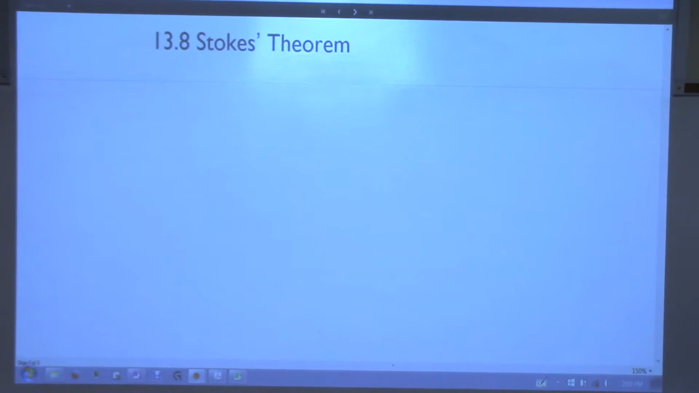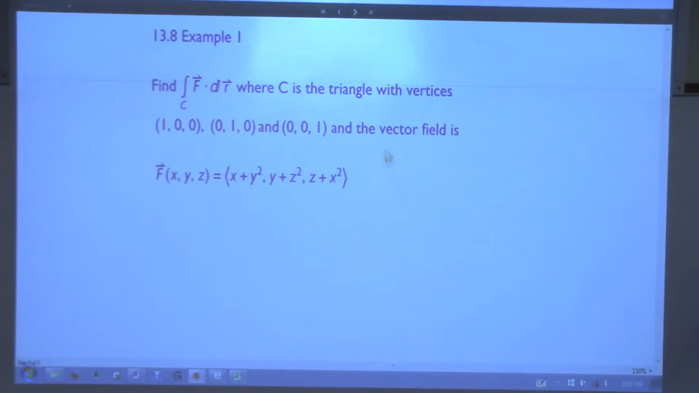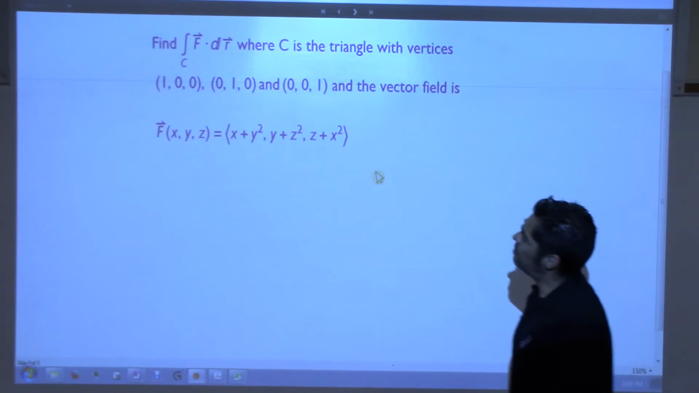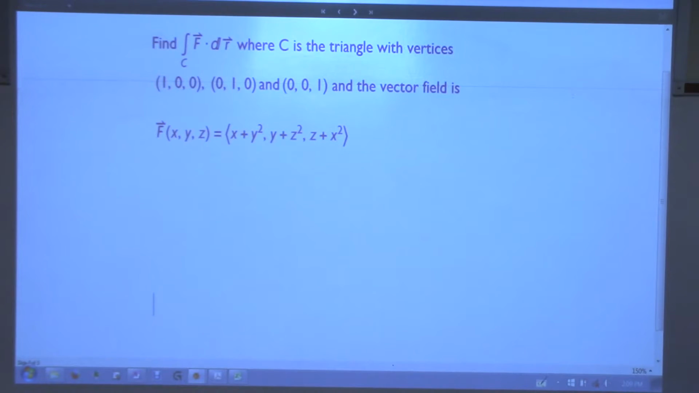All right, let's go now and look at this. I have, I think, 2 or 3 examples in here. Okay, let's look at this one and appreciate the work we're not going to have to do. We have a line integral over C, where C is the triangle with vertices (1,0,0), (0,1,0), (0,0,1), and the vector field is given there.